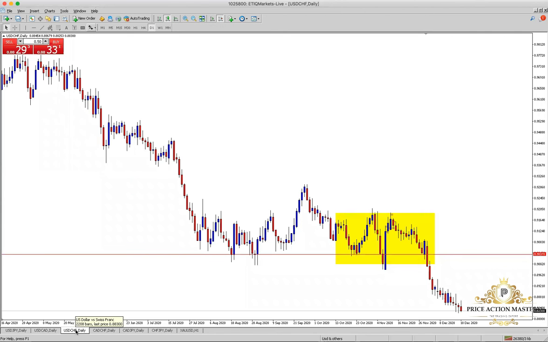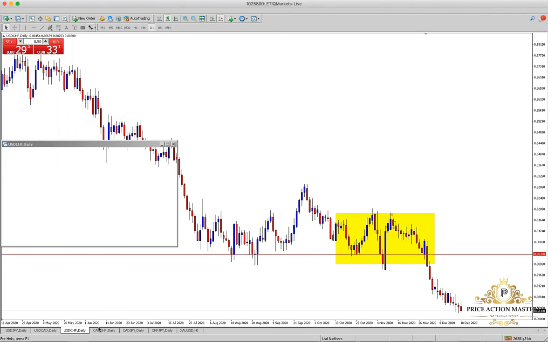Okay, USD CHF. The market still looks for downside, but I will wait for a retrace first, then I look for sell.